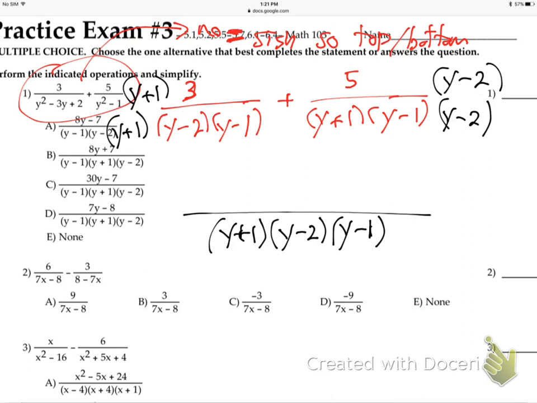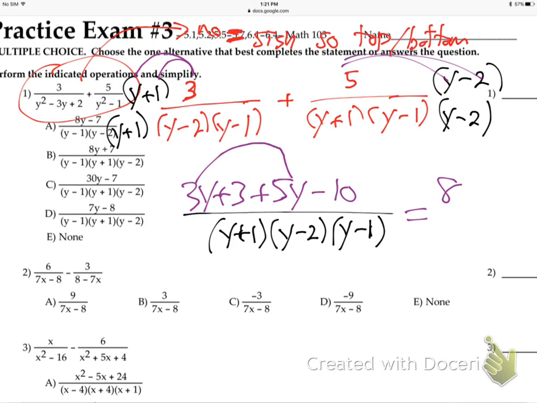Now, what do we do on the top? Multiply it all out. Gather like terms. So the 3 is going to go boom, boom: 3y plus 3. The 5 is going to go boom, boom: plus 5y minus 10. That equals, 3y and 5y, 8y. 3 minus 10, minus 7, over that common denominator. We're done. 8y minus 7, 8.